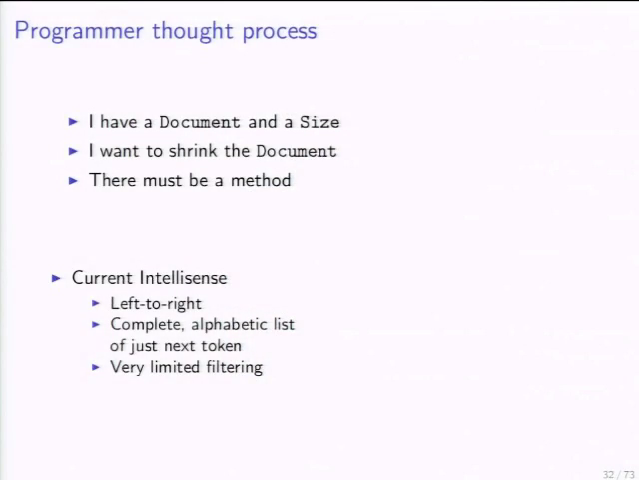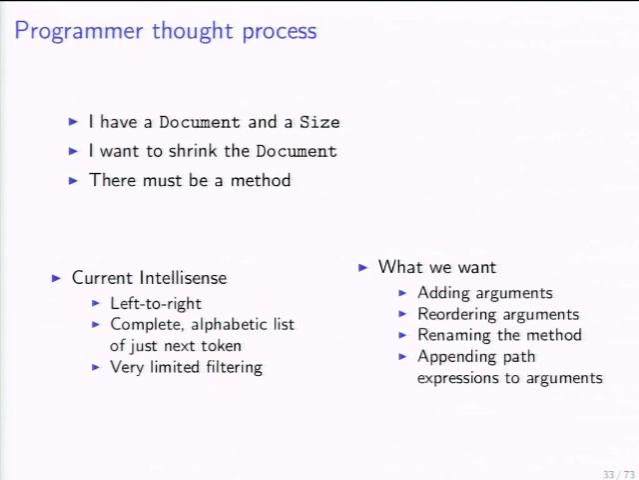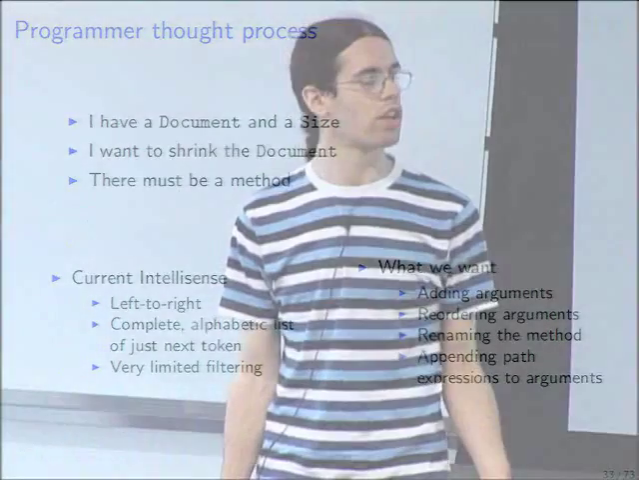So we have this programmer thought process. But what we want the IDE to be able to do is to support adding arguments to the query, reordering the arguments, renaming the method, or even appending path expressions to arguments. That is, perhaps the programmer provided one argument, one value, but the method actually only takes a specific property of that value. We want to be able to offer these as options to the programmer.